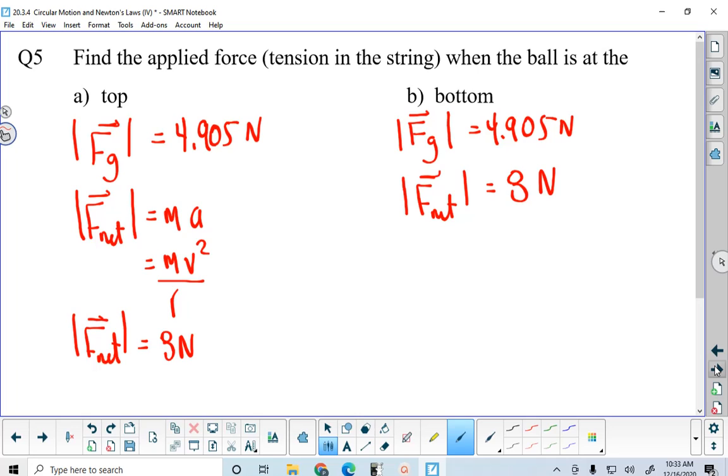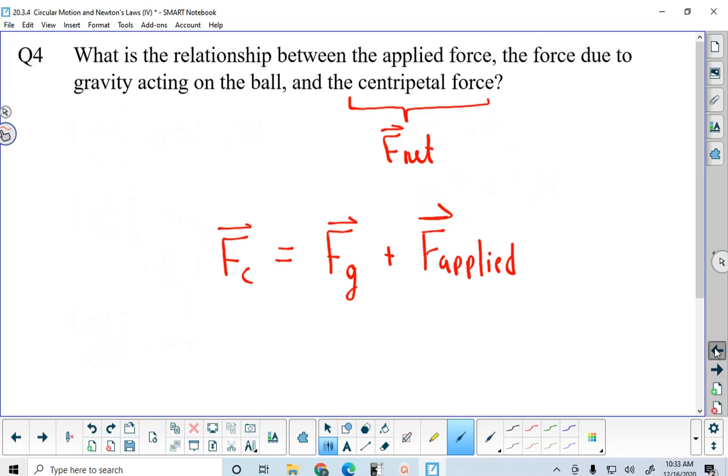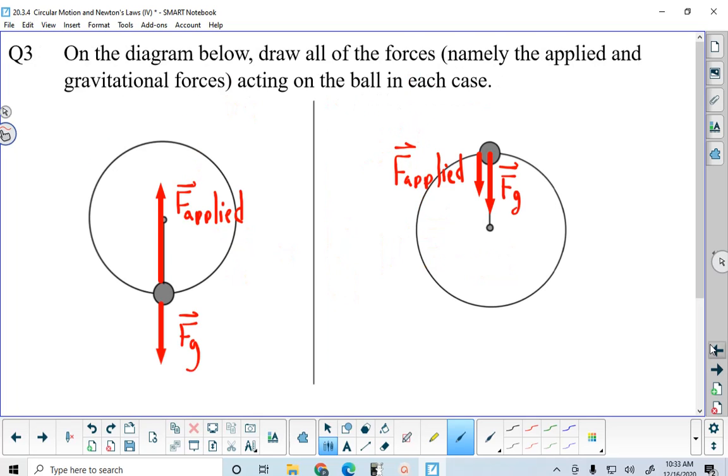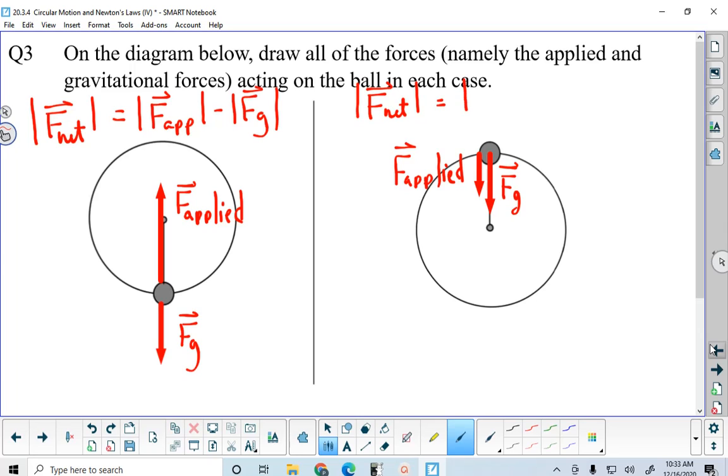Now, I'm going to go back to my diagram. Everybody, if you take a look at this diagram, the net force when it's at the bottom will have a magnitude equal to the magnitude of the applied force minus the magnitude of the force due to gravity. When it's at the top, the magnitude of the net force will be equal to the magnitude of the applied force plus the magnitude of the force due to gravity.